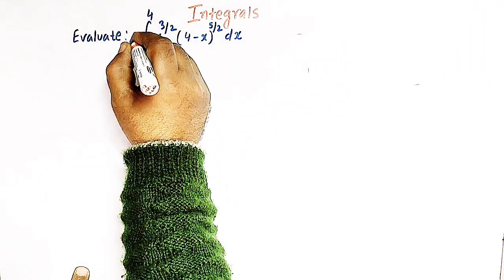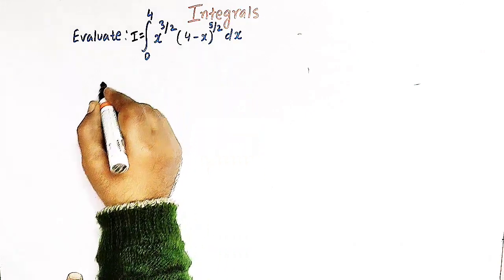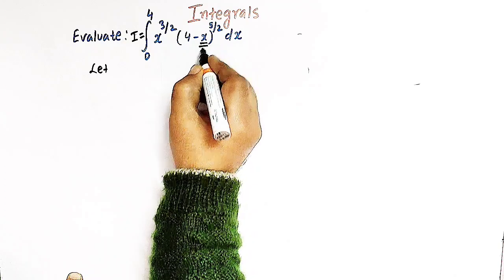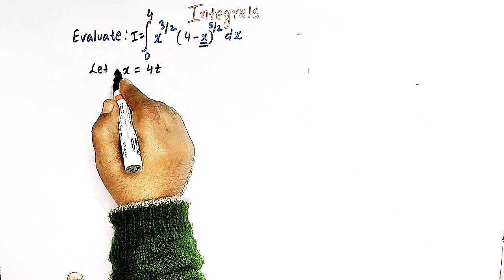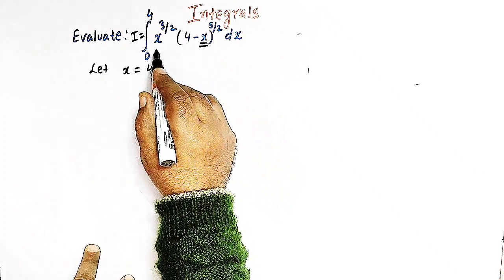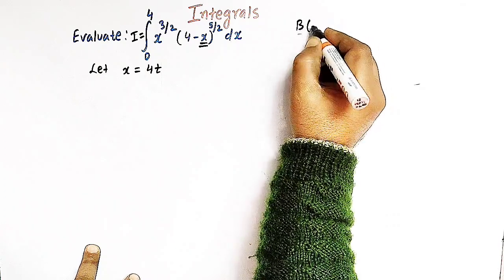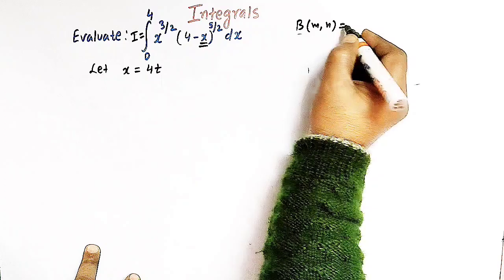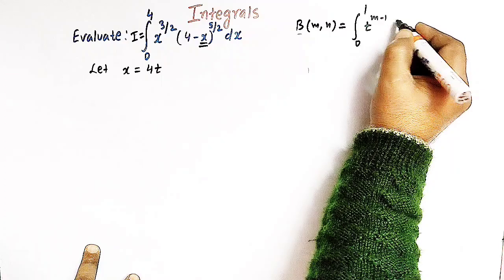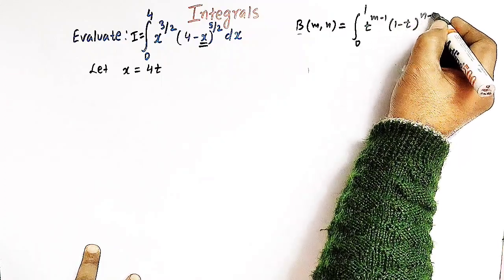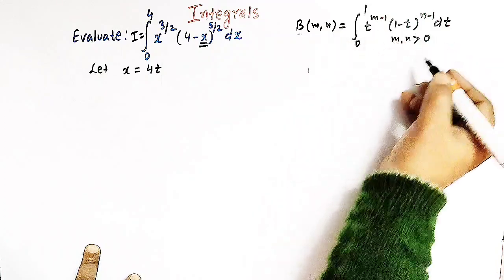So let us first call this integral I, right? And here we'll make this substitution, that is x is equal to 4 times t. We are using this substitution because we wish to convert this integral into the form of the beta function, that is beta m comma n, which is the integral from 0 to 1 of t raised to m minus 1 times 1 minus t raised to n minus 1 dt, where m and n are greater than 0.